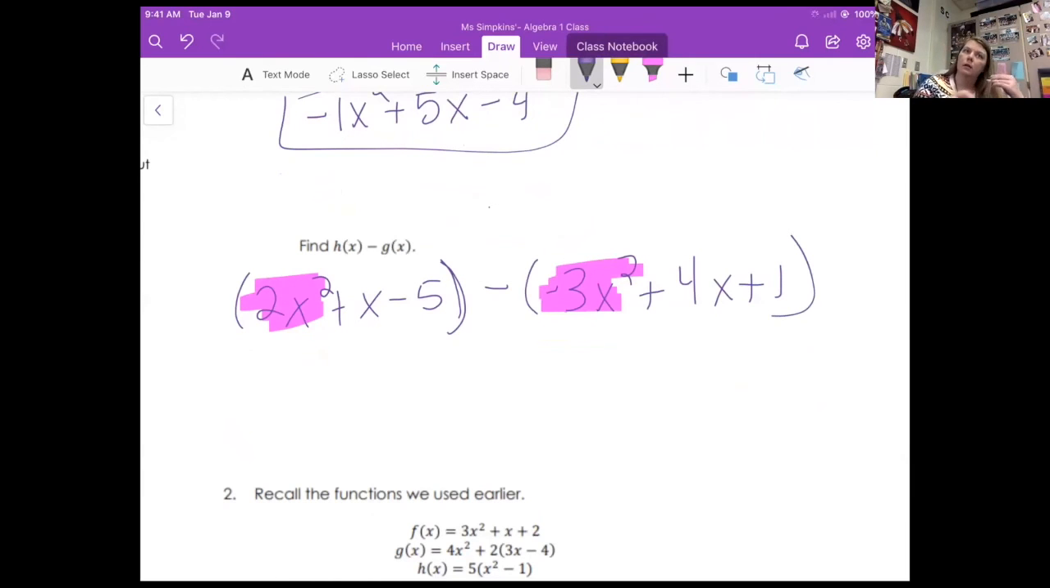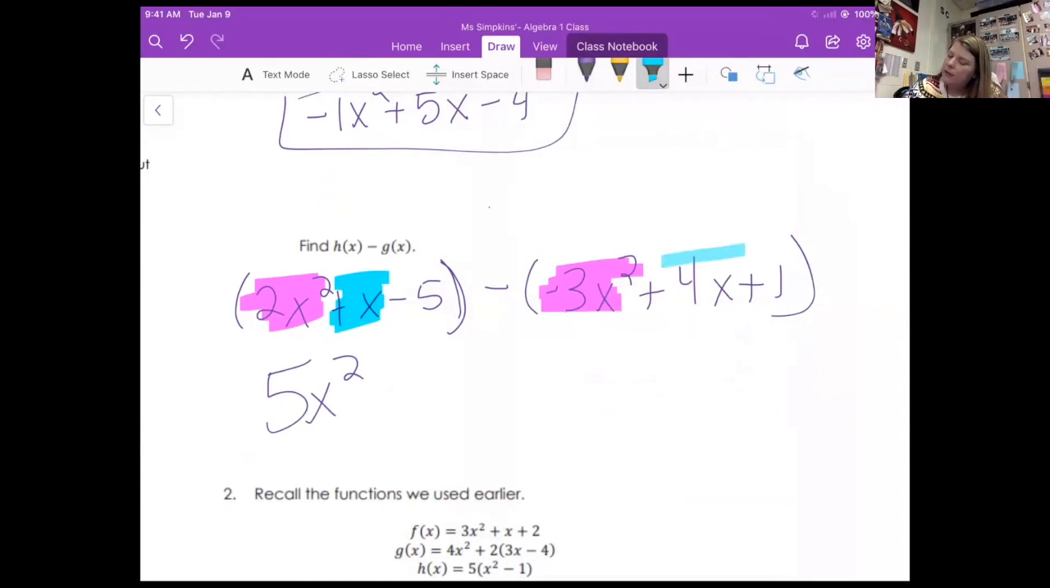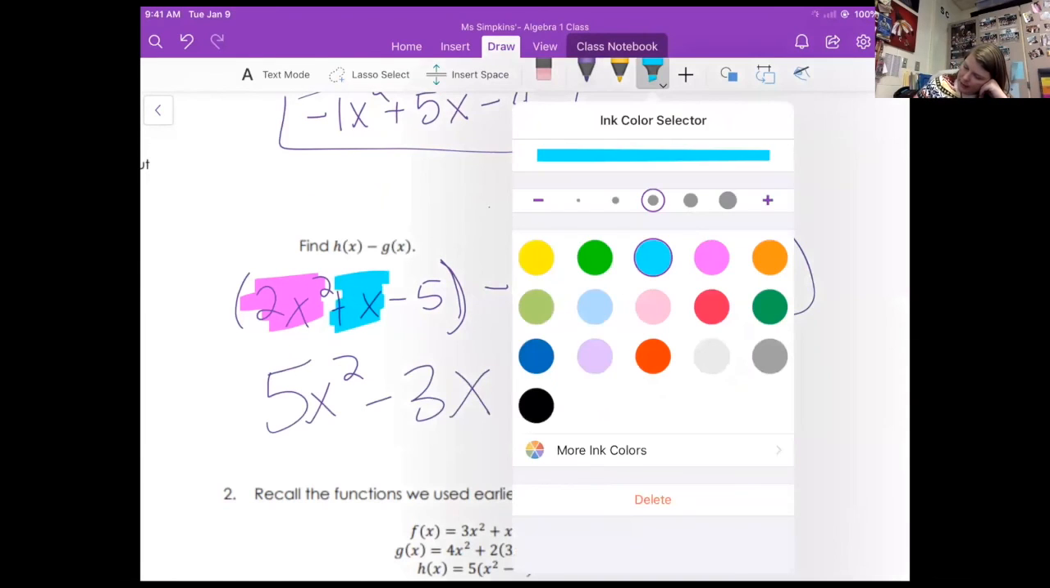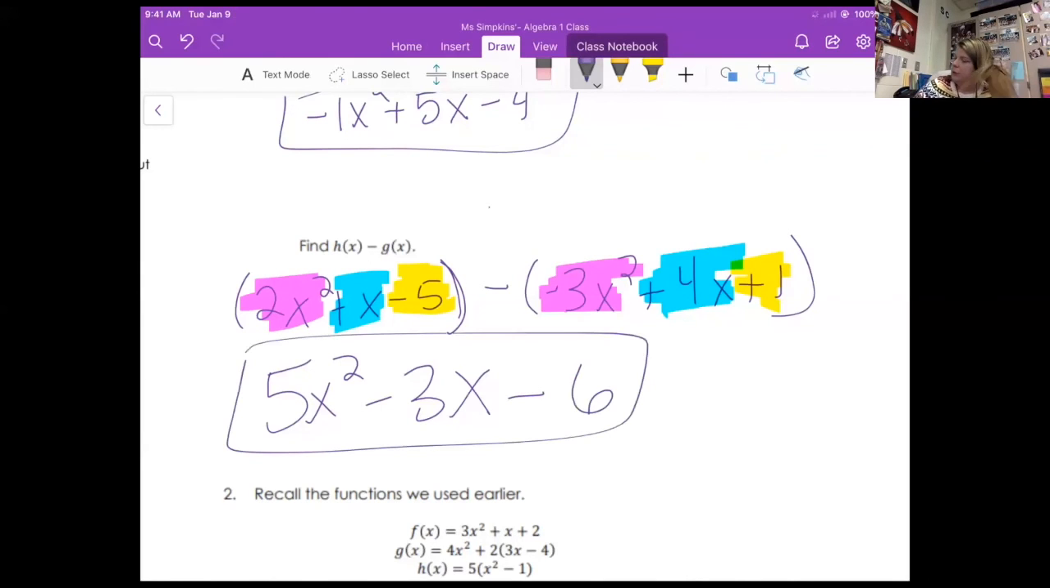What would that be, Robert? 5x squared. That would be 5x squared, because when you minus a negative, you're technically adding. So 2x squared plus 3x squared would be 5x squared. What about x minus 4x? Negative 3x, good. And then our constant term would be negative 5 minus 1. Negative 6, good. Again, this should be review. We have done this. We just haven't looked at it in terms of it being a function.